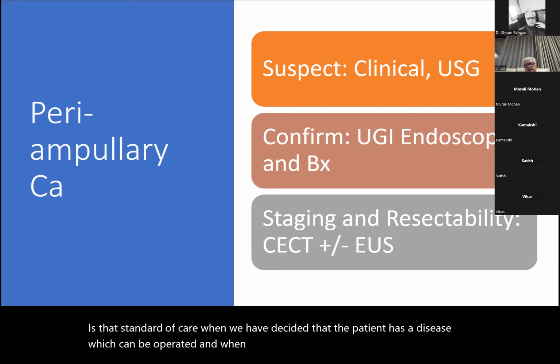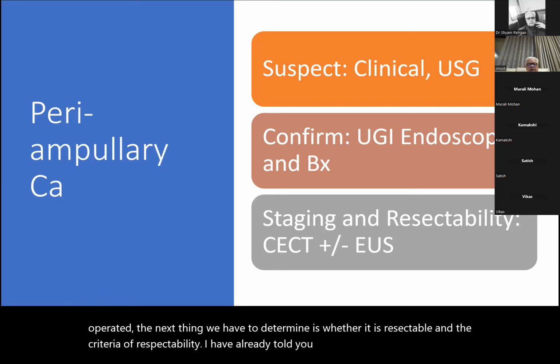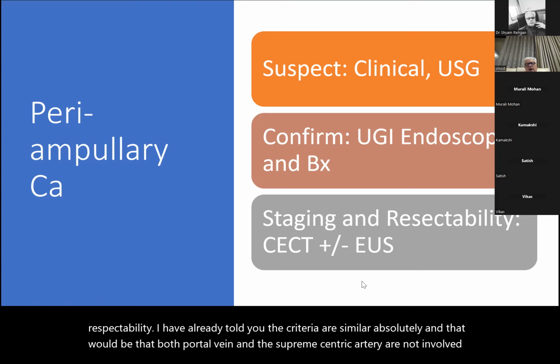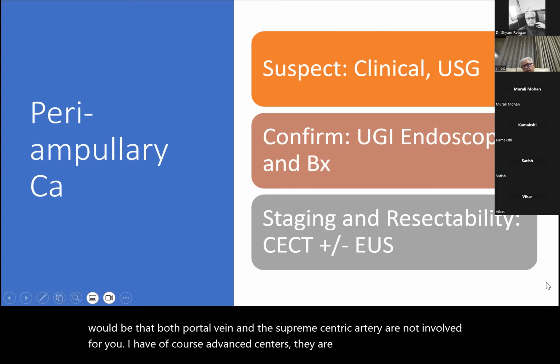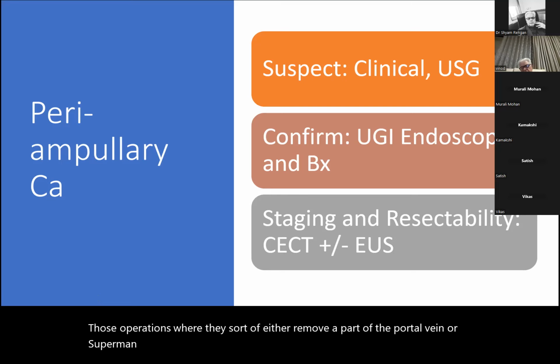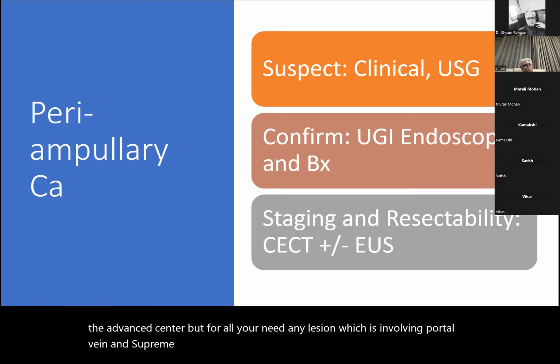And when a patient has a disease which can be operated, the next thing we have to determine is whether it is resectable. And the criteria of resectability, I have already told you. The criteria are similar, absolutely, and that would be that both portal vein and the superior mesenteric artery are not involved. Of course, advanced centers are now doing even those operations where they either remove a part of the portal vein or superior mesenteric vein and reconstruct. So these are the things which can be done in the advanced center. But for all your need, any lesion which is involving portal vein and superior mesenteric artery is unresectable.